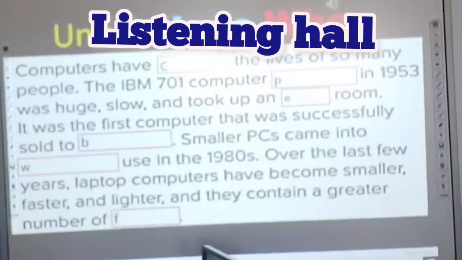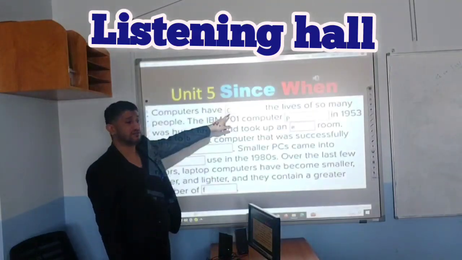Computers have changed the lives of so many people. The IBM 701 computer produced in 1953 was huge, slow, and took up an entire room. It was the first computer that was successfully sold to businesses. Smaller PCs came into widespread use in the 1980s. Over the last few years, laptop computers have become smaller, faster, and lighter, and they contain a greater number of features.